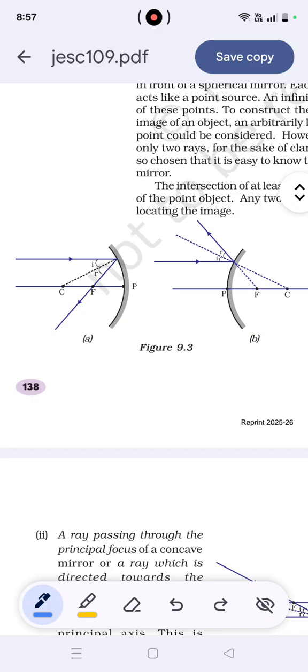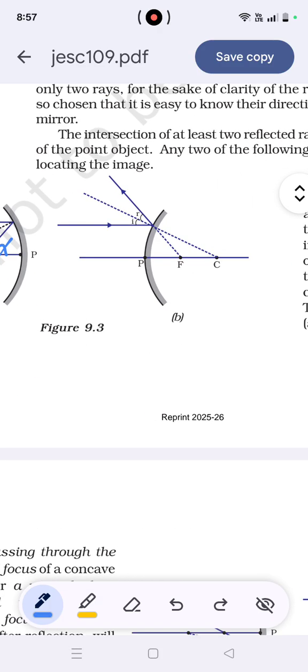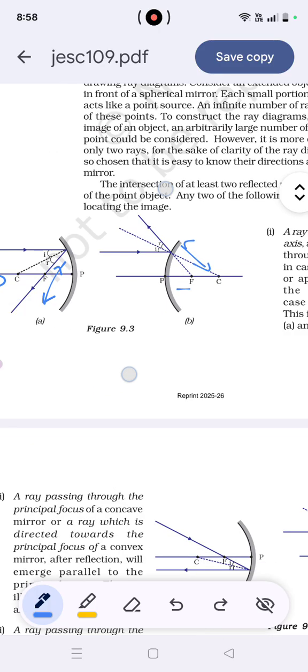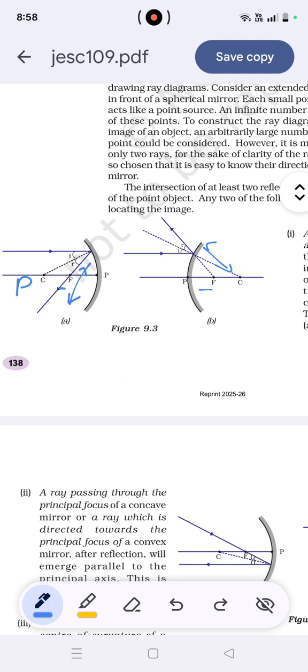First, there are 4 rules for image formation by a spherical mirror. If a ray parallel to the principal axis is incident on the mirror, after reflection it passes or seems to pass through the focus.